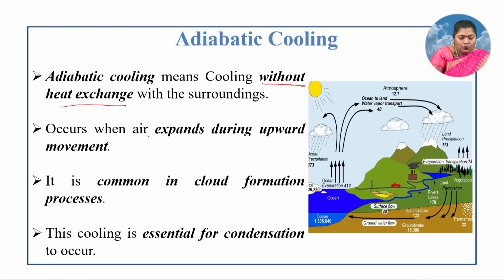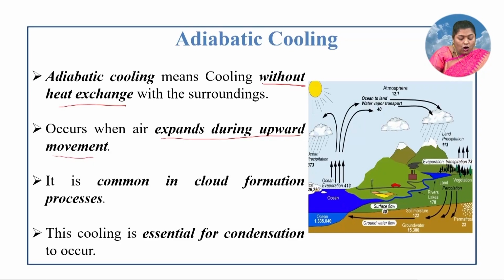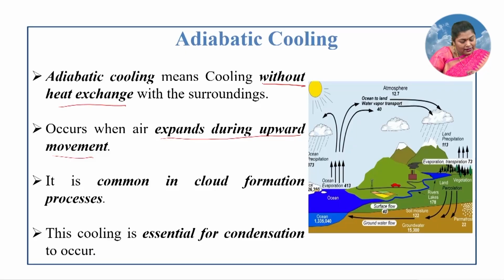It occurs when air expands during upward movement. If the air expands during upward movement, this cooling process happens. It is common in cloud formation processes. So once a cloud is to be formed, what is much essential? This adiabatic cooling is most essential. This cooling is essential for the condensation process. So the condensation process occurs because of this adiabatic cooling.